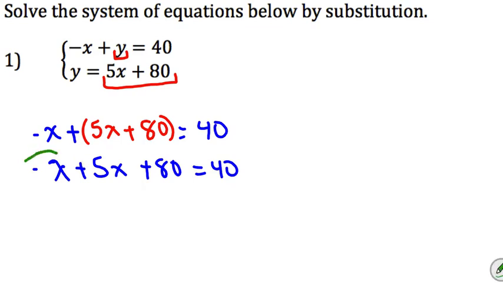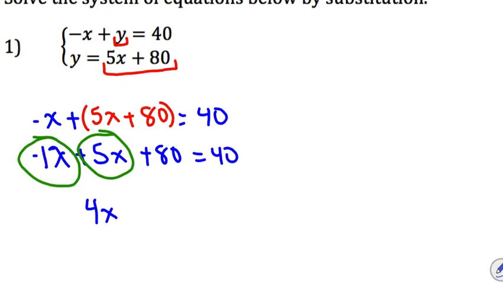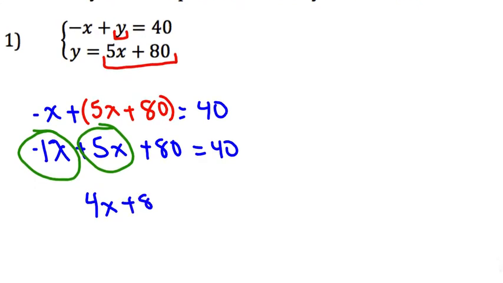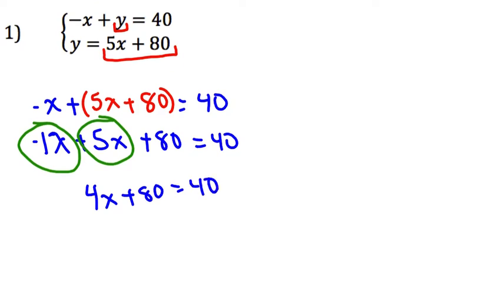Okay, so combining like terms, I have a negative x and a plus 5x. Add those together, what do we get? Negative x plus 5x is 4x. Remember, this is just like a negative 1x. Bring down the rest, plus 80 equals 40.